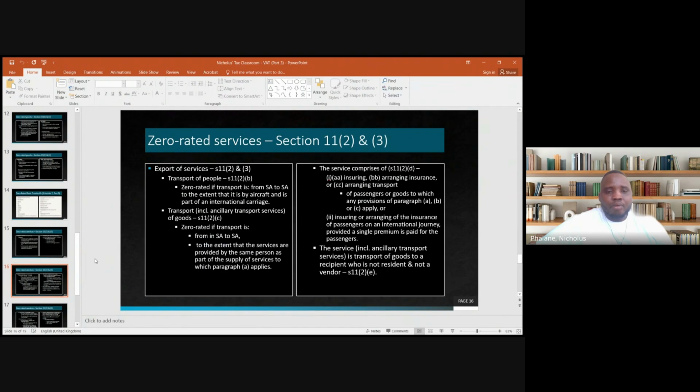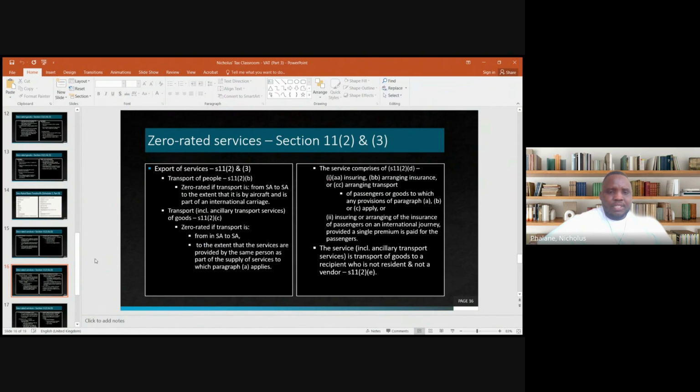So even from Polokwane to OR Tambo, that leg would be zero rated. But definitely the one from OR Tambo to USA, it's zero rated because it is an export service. All right. Happiness. Great. Then transport, including ancillary transport services of goods, in terms of section 2C.